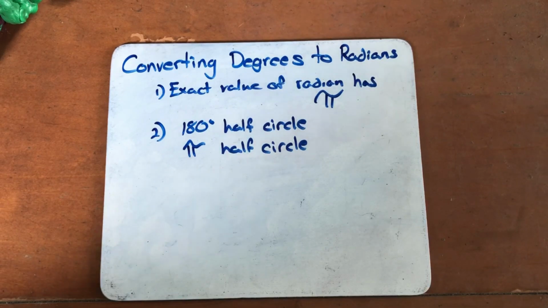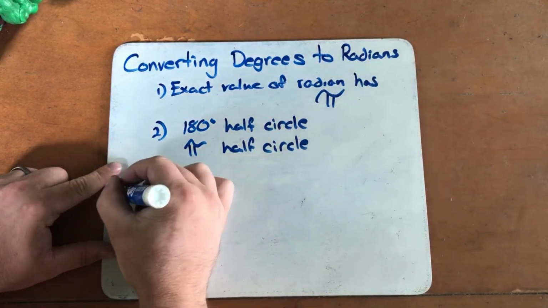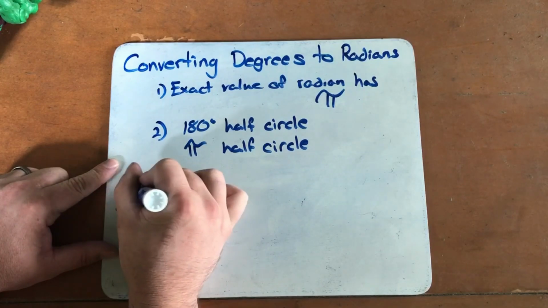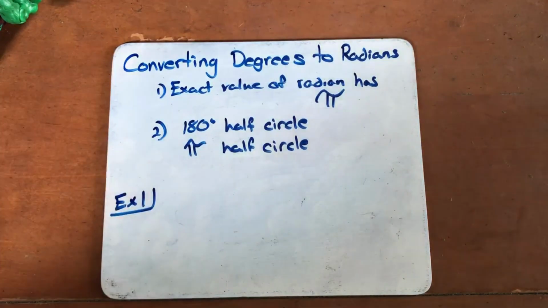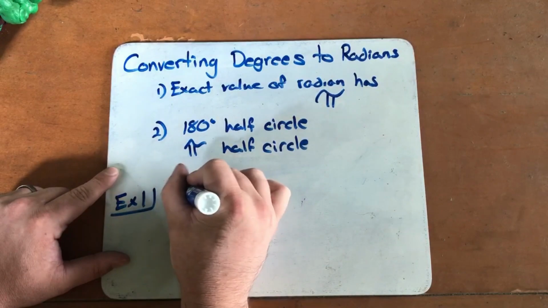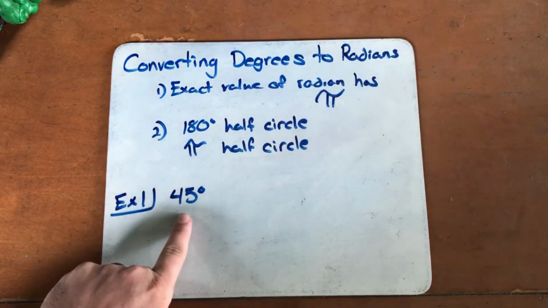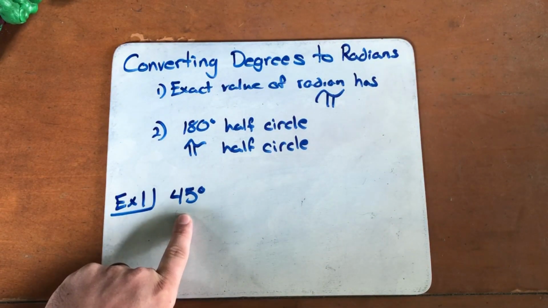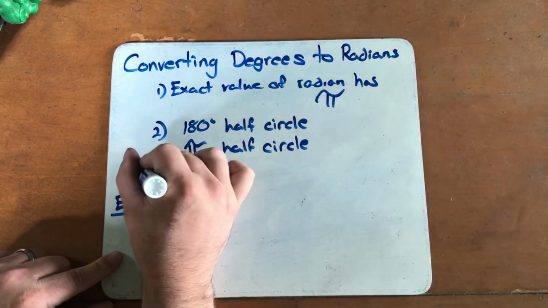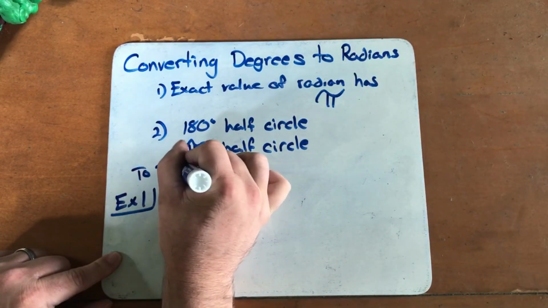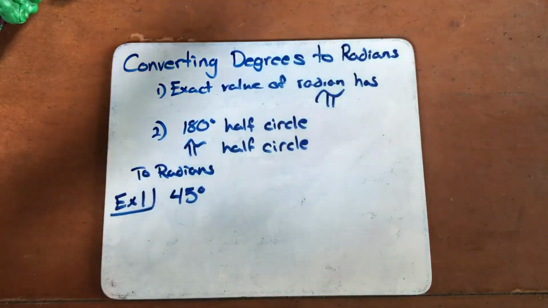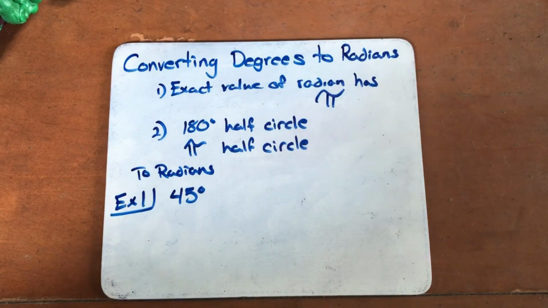Okay? So let's look at example number one. Example number one is 45 degrees. I want to convert 45 degrees to radians. So my first examples are going to radians. Now, in my opinion, going to radians is pretty simple. I'll show you a shortcut that actually makes it a little bit quicker.